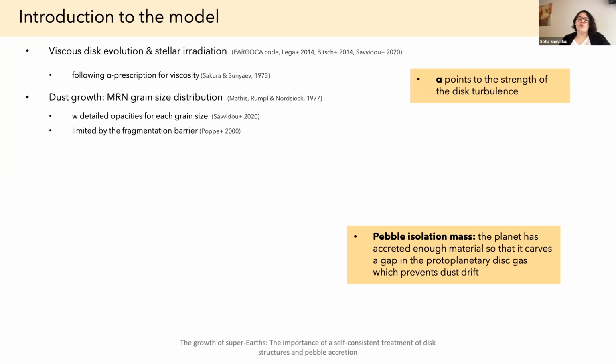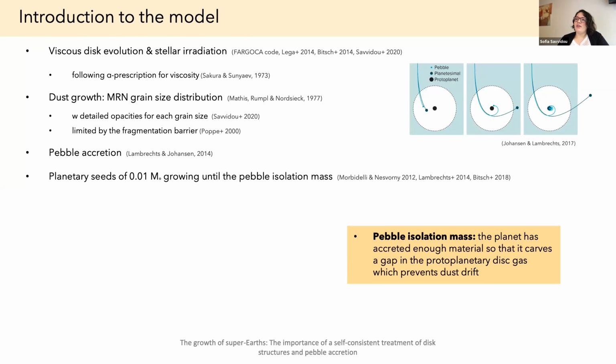In this model, we also include dust growth. For the dust growth, in this work, we just have an MRN grain size distribution, but instead of a fixed maximum size, it is limited by the fragmentation barrier, so this is disk dependent. We also have detailed opacities for its grain size, which were also included in our previous work. Then we include pebble accretion following the Lambrechts and Johansen 2014 prescription.